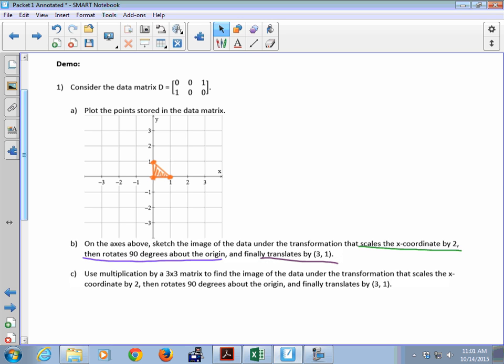Okay, so I underlined each one in a different color because I'm going to draw each result. So I'll do green first. I'm going to scale all my x coordinates by 2. So where does 0, 0 go if you scale its x coordinate by 2? 0, 0. You multiply 0 by 2, you still get 0. How about 1, 0? Where does that land? 2, 0, just doubling the x coordinate. 0, 1 goes to 0, 1. Okay, so I've got this new triangle here.